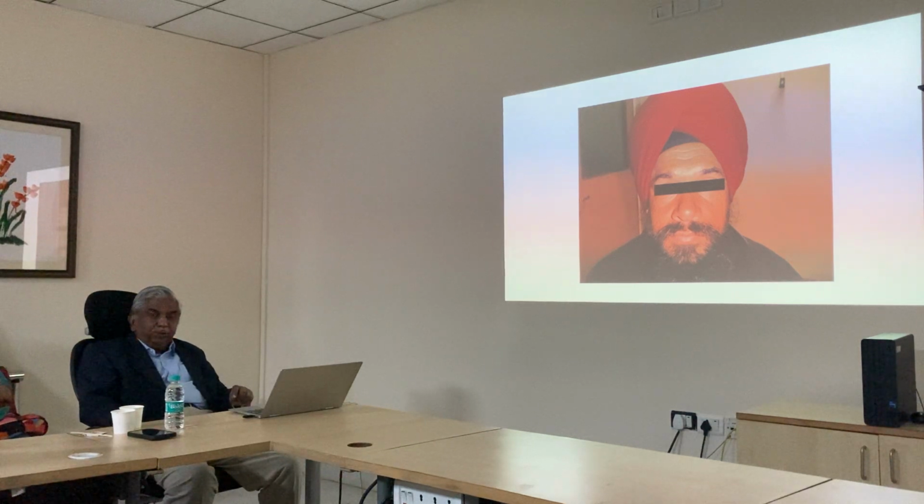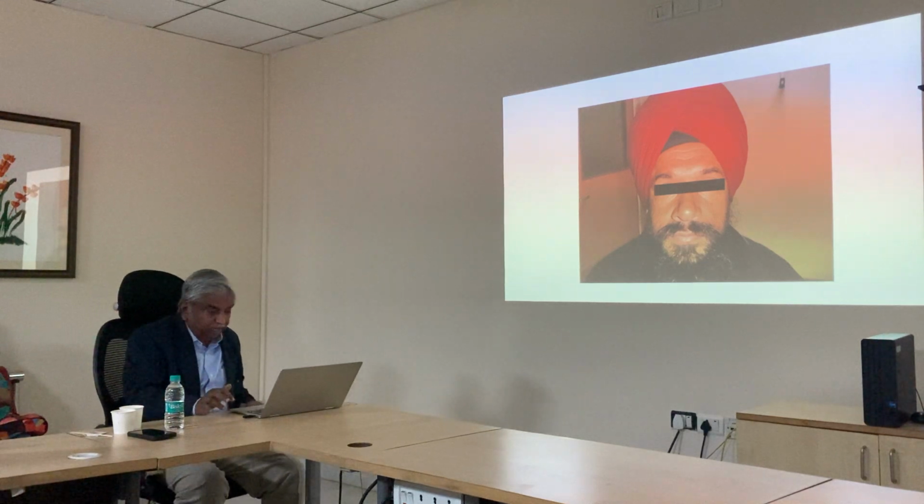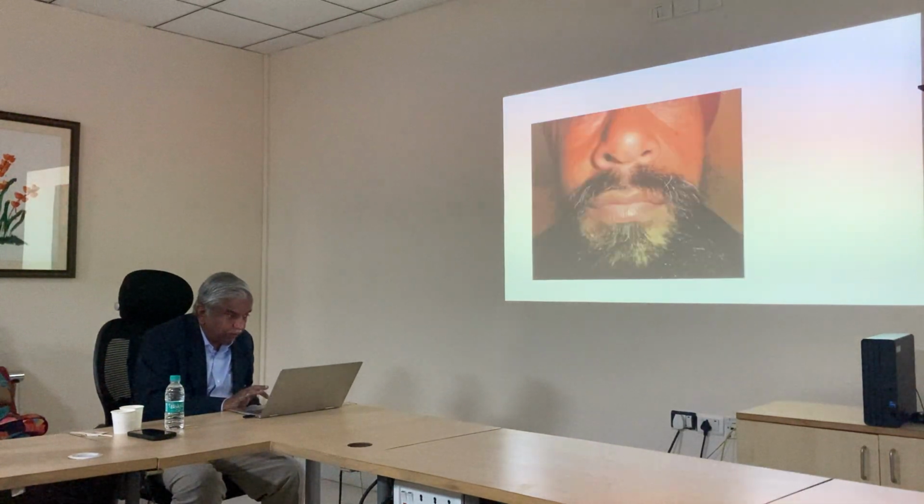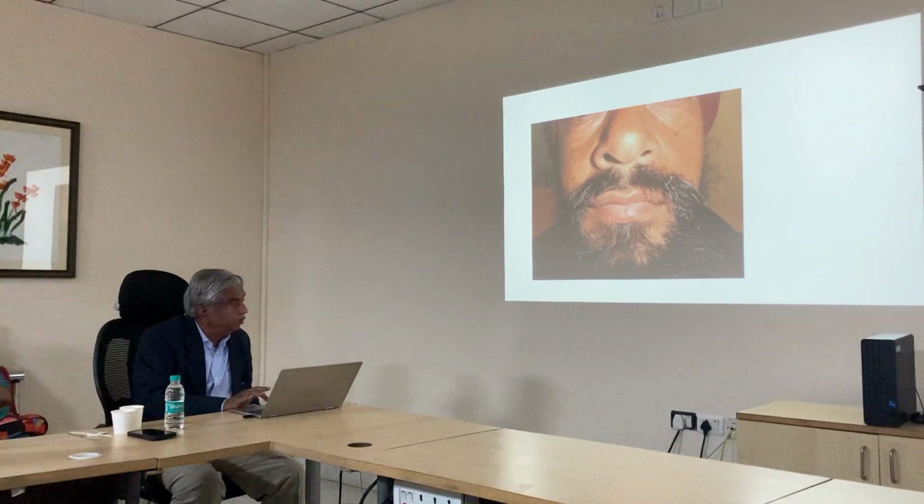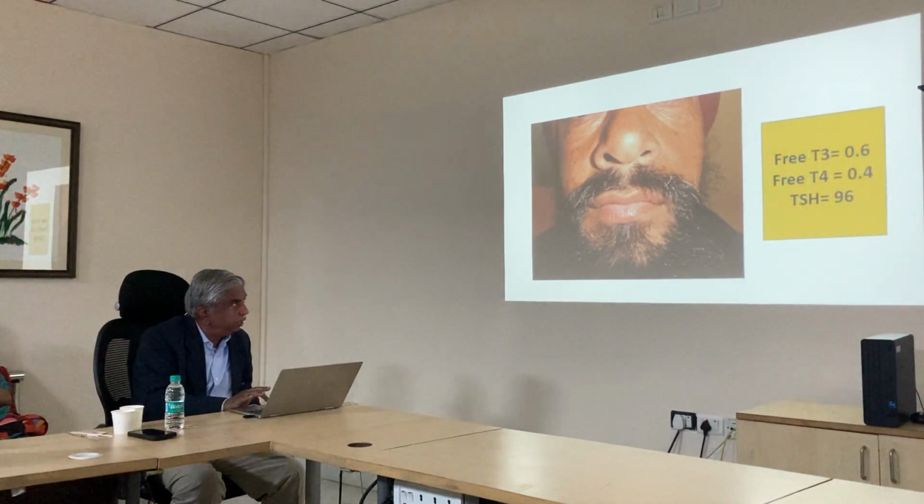Frank hypothyroid. The patient's voice was croaky from a distance. And this patient had already gone to several outpatients, initially treated for lipids and then for liver function abnormalities. The myxedematous look is quite clear.